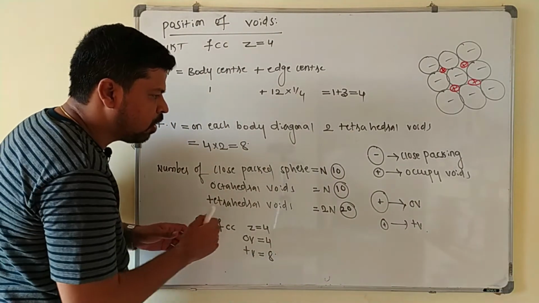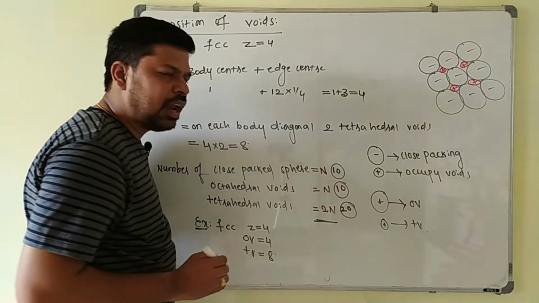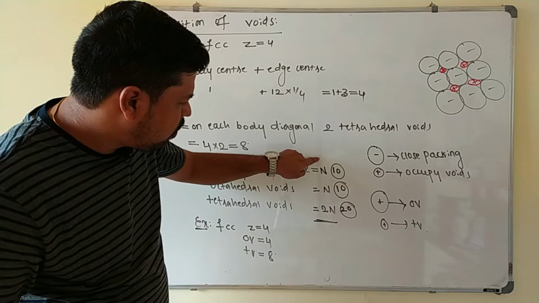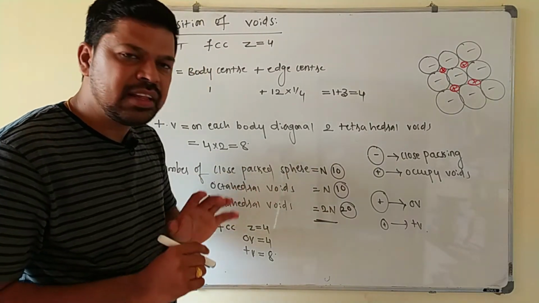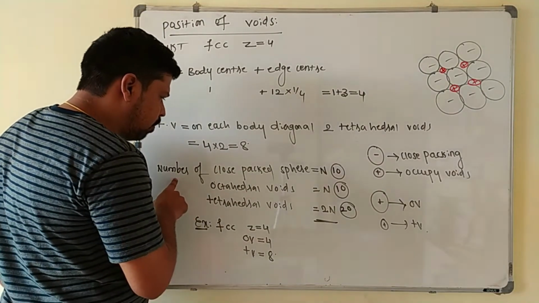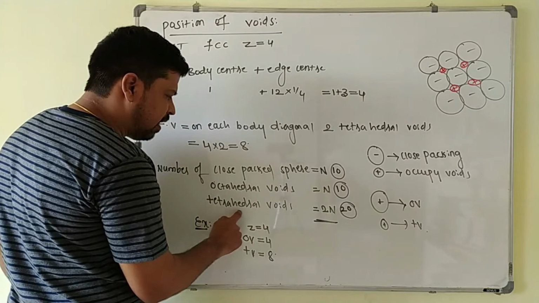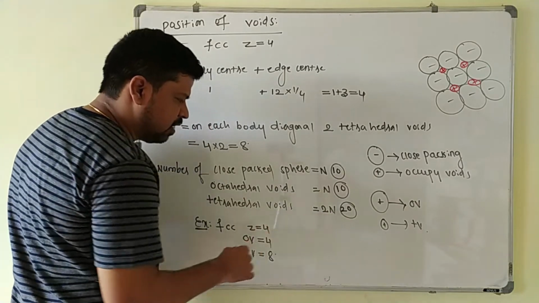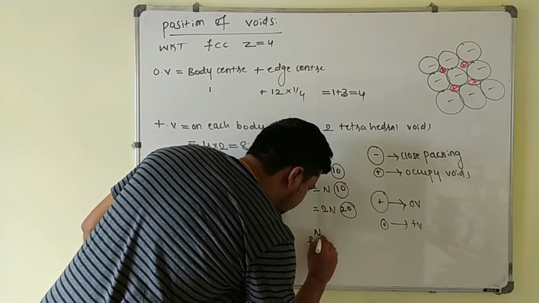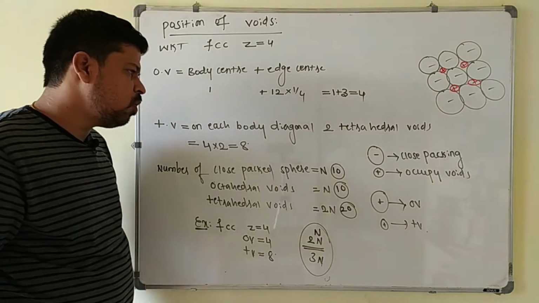You have to remember this formula. It is very important from the entrance exam point of view, because it is used to calculate the formula of the compound. The formula of the compound is calculated based on this only. Number of close packed spheres is equal to n. Octahedral voids formed are n. Tetrahedral voids formed are 2n. The total number of voids will be equal to n plus 2n, which is 3n.